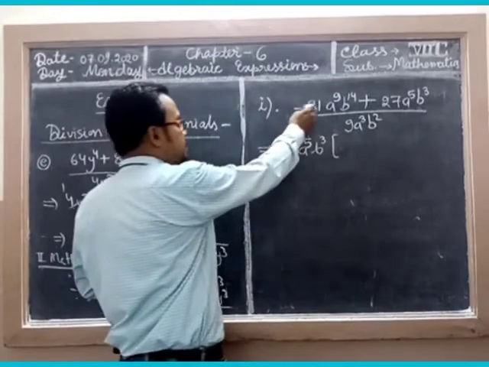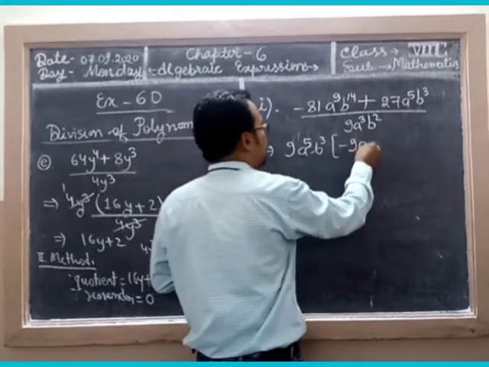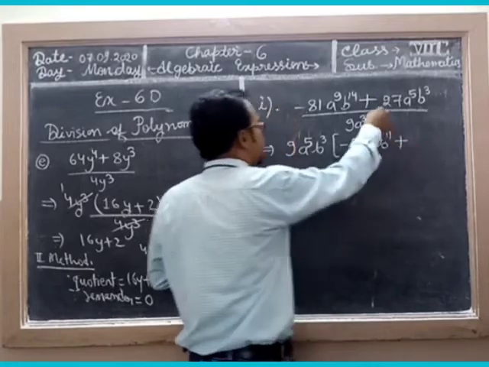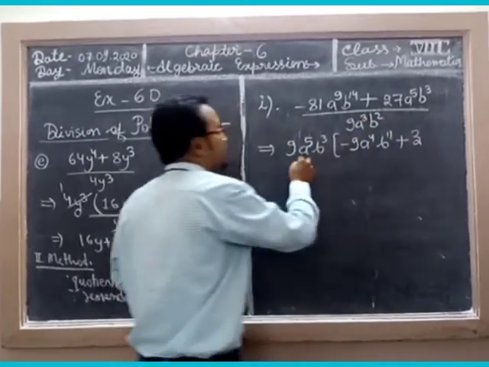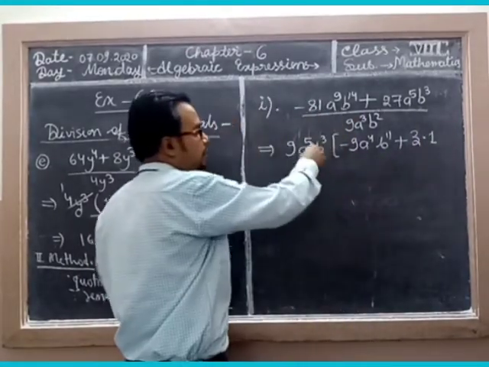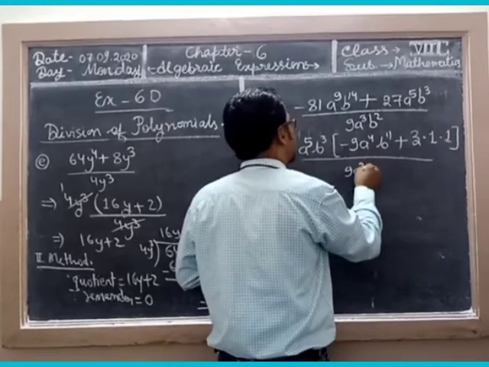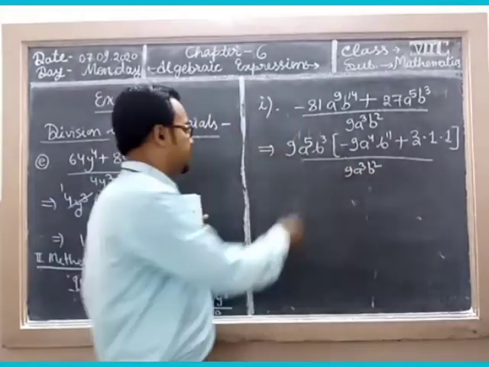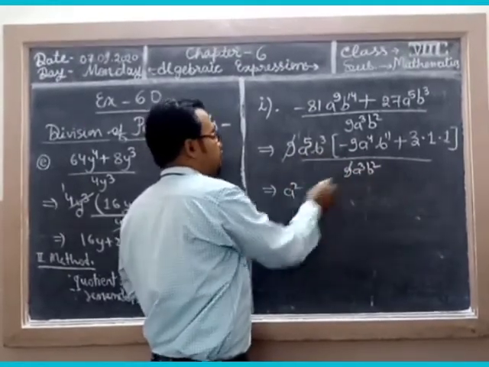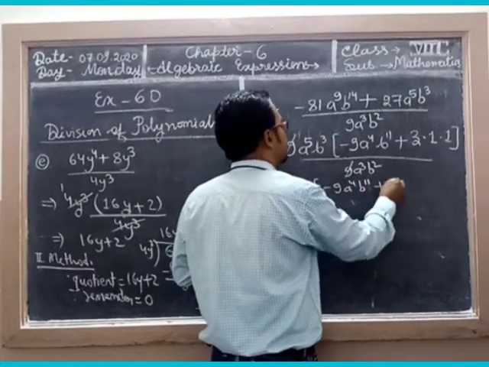So here comes minus 81. Minus 81 divided by 9, minus 9. a9 divided by a5, a4. b14 divided by b3, b11. Then plus sign. 27 divided by 9, 3. a5 divided by a5, 1. b3 divided by b3, again 1. And in the denominator we have 9a2 b square. So 9 and 9 cancel out each other. a5 and a2, so a cube remaining. b cube and b square, so b remaining. So we have minus 9 a4 b11 plus 3.